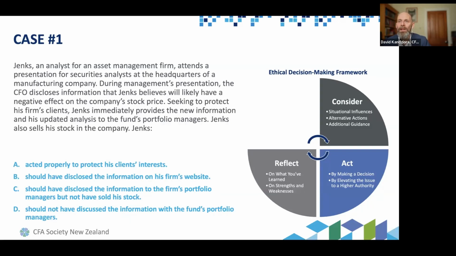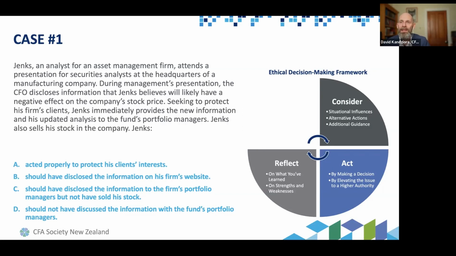So in this case, identify the issues. When we're considering the issues, we've got Jinx, the information heard. It might be material non-public information. And if it is material non-public information, would it invoke Standard 2A? If it's non-material, then it's not obviously a concern.